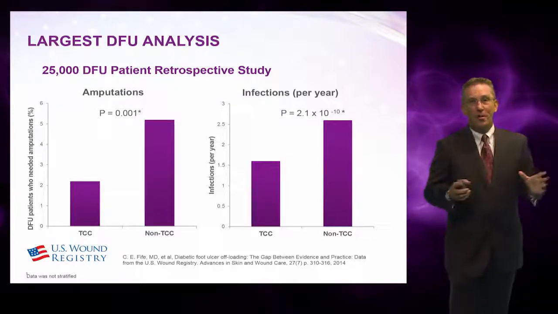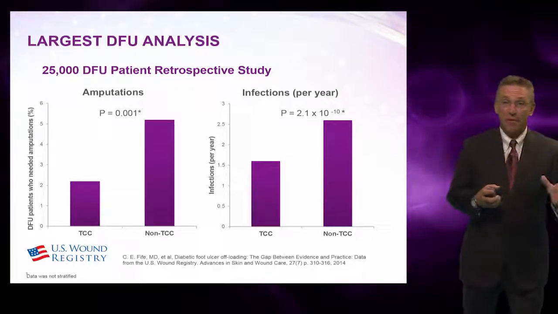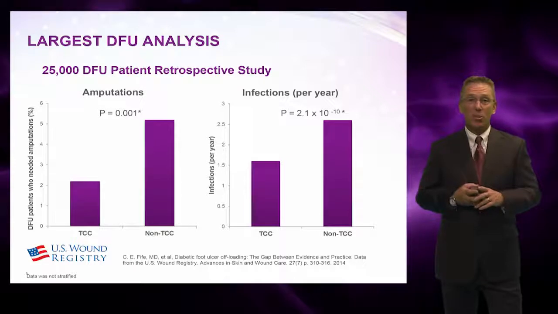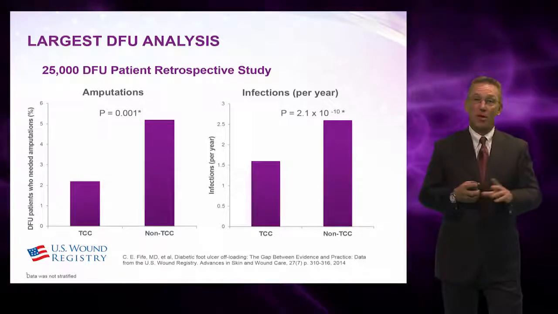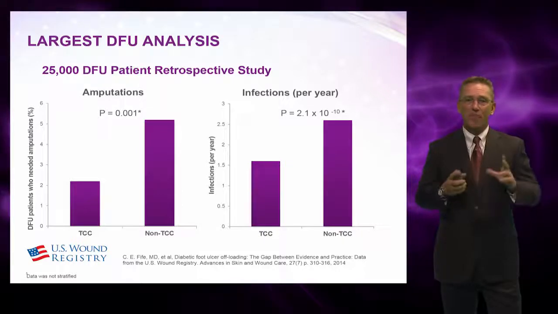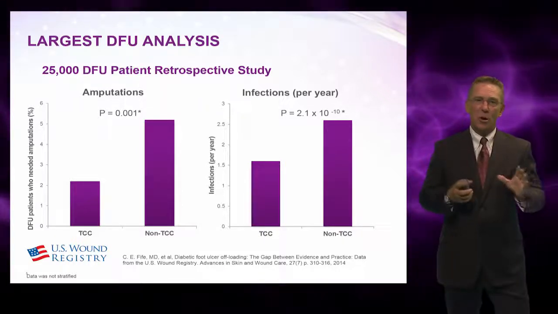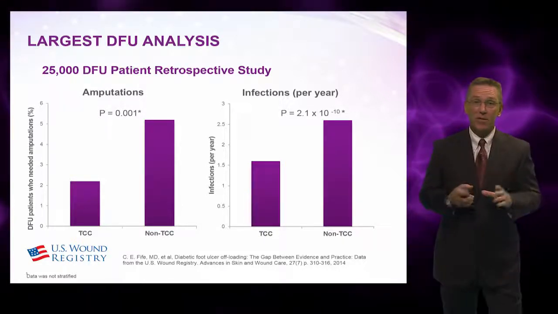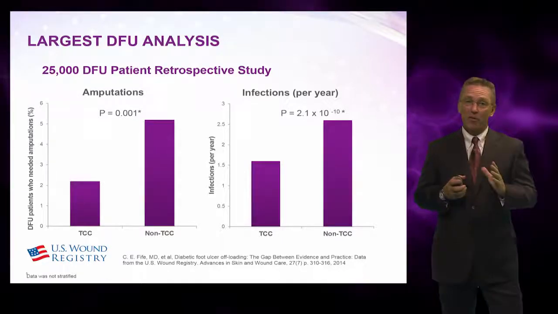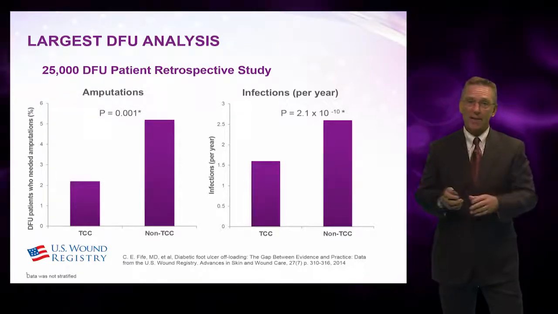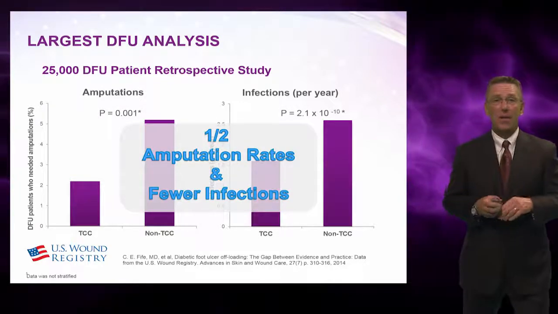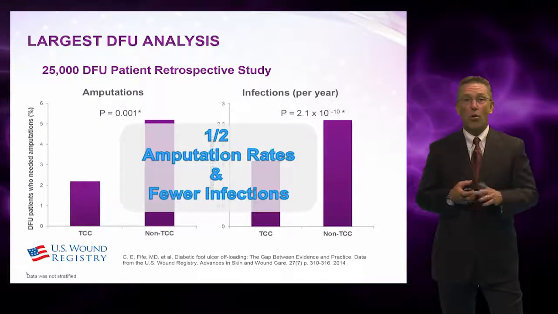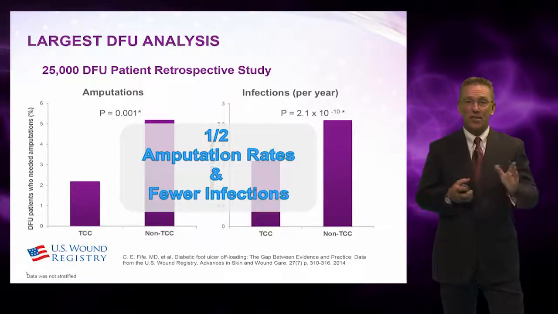One of the largest diabetic foot ulcer analysis studies came from Dr. Fife, and it's through the U.S. Wound Registry. And they looked at 25,000 diabetic foot ulcer patients in a retrospective study. The number of patient visits was approximately 221,000 visits. And at the end of the day, if those patients were placed in total contact casts, they had 50% reduction in amputation rates and 50% reduction or more for infections. And those are statistically significant.